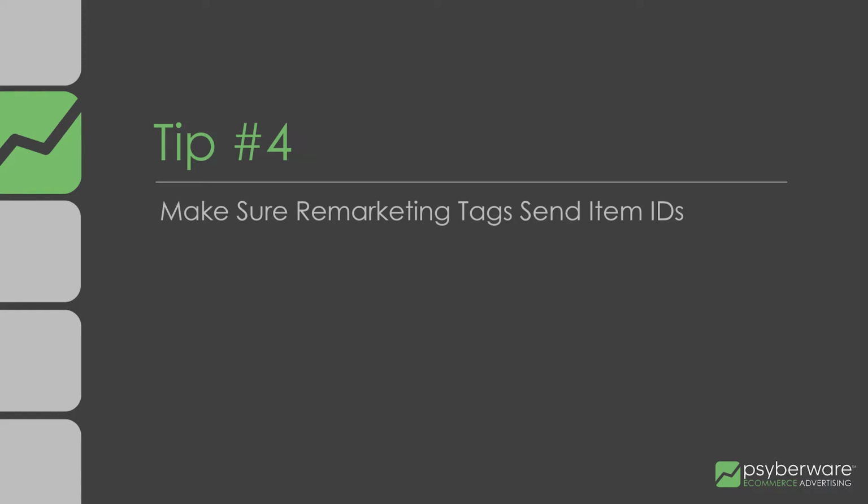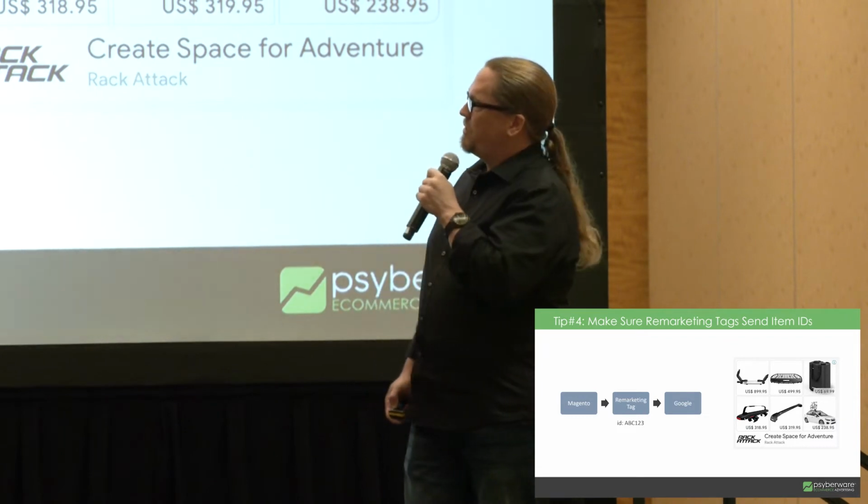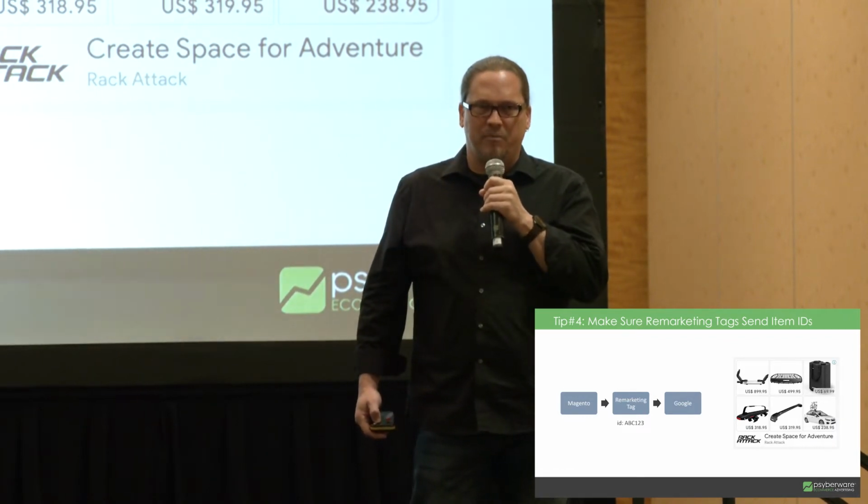In order to take effective advantage of the dynamic remarketing display ads, you need to pass the remarketing IDs with the remarketing tags. You need to pass the product IDs. And this is a problem a lot of Magento merchants face. They think they have this set up right, but it's frequently not set up right.